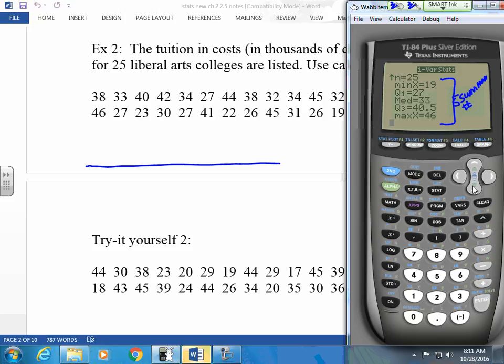What's our lowest number? 19. What's our highest number? 46. So we have to go from 19 to 46. And we can even go from 15 to 50. So we probably can go by 5s in here. See if you can space it by 5s.